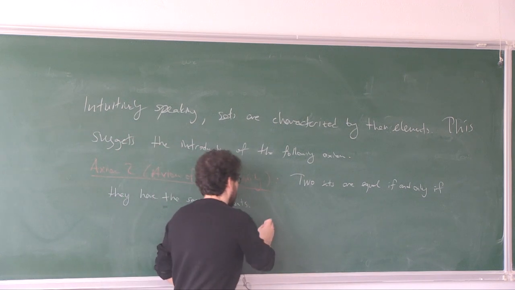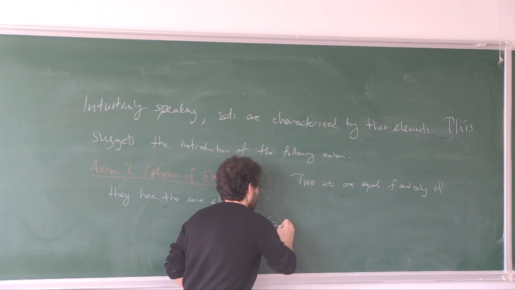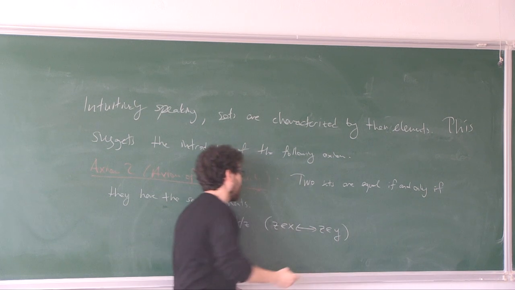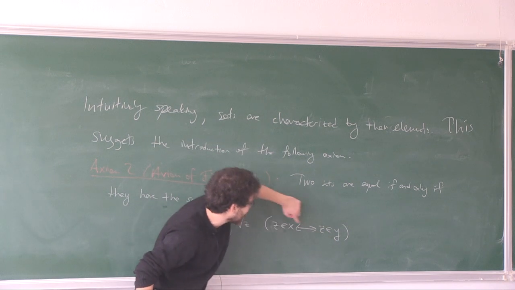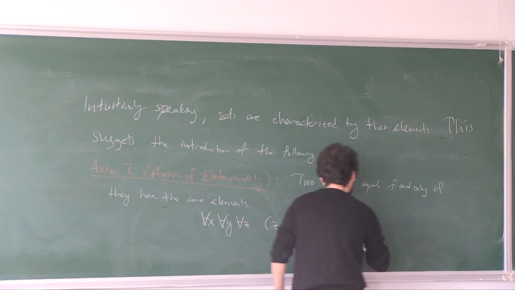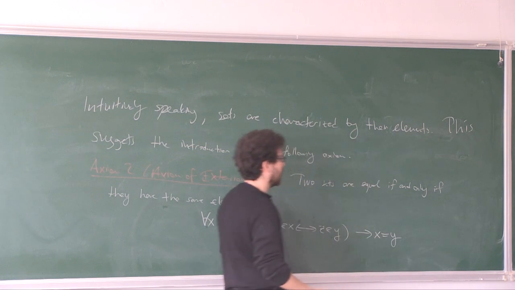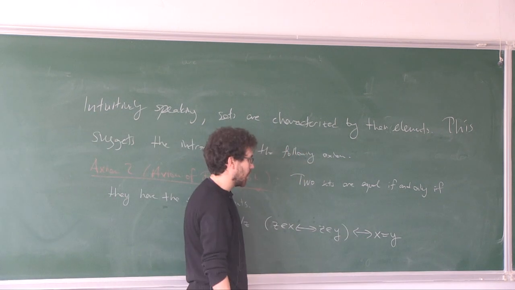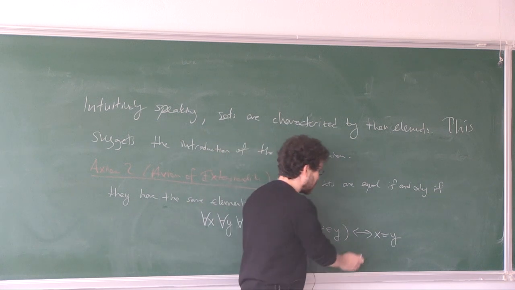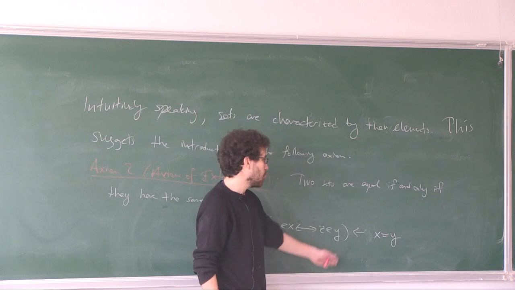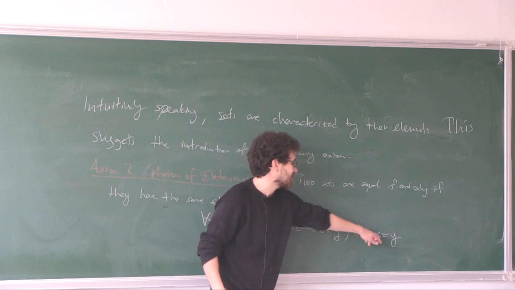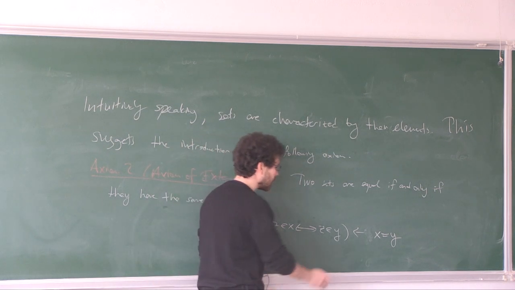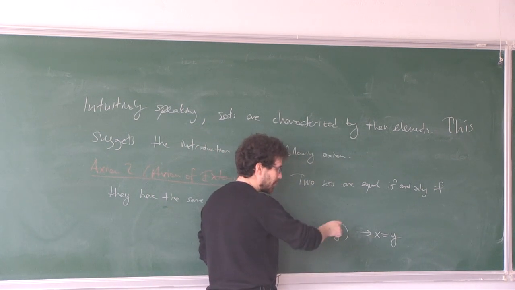For all x, for all y, for all z, if x and y contain exactly the same sets, then they're the same. Now, sometimes people put this as well, it's really your choice. This is actually a logical axiom. This is called Leibniz principle of indiscernibles. This part actually follows from the rules of first order logic. This part does not. This is why we introduce it as an axiom.